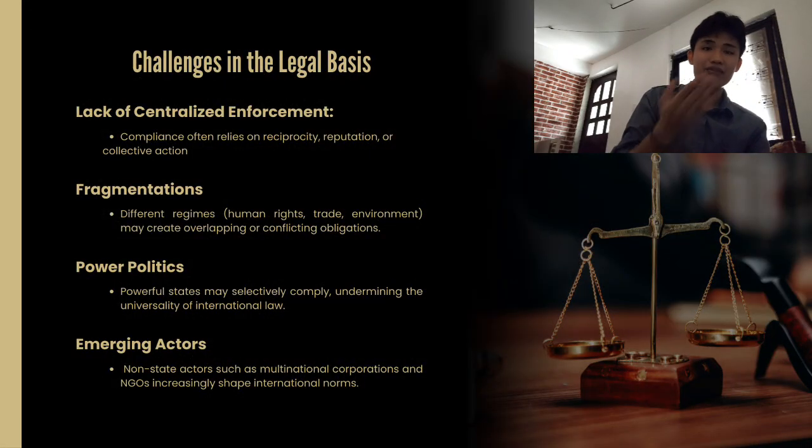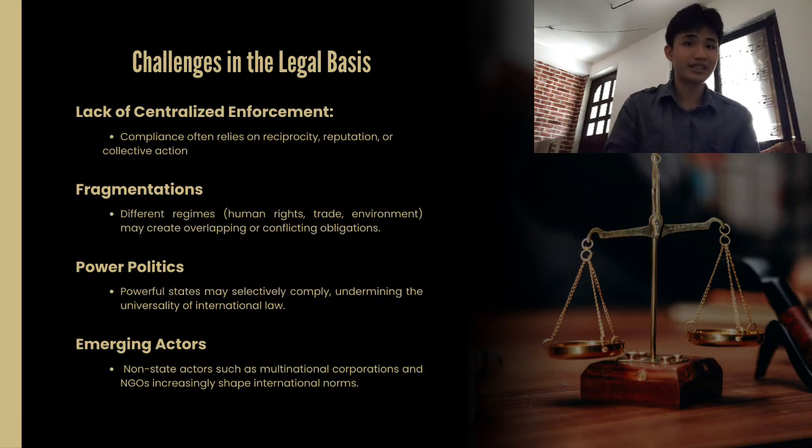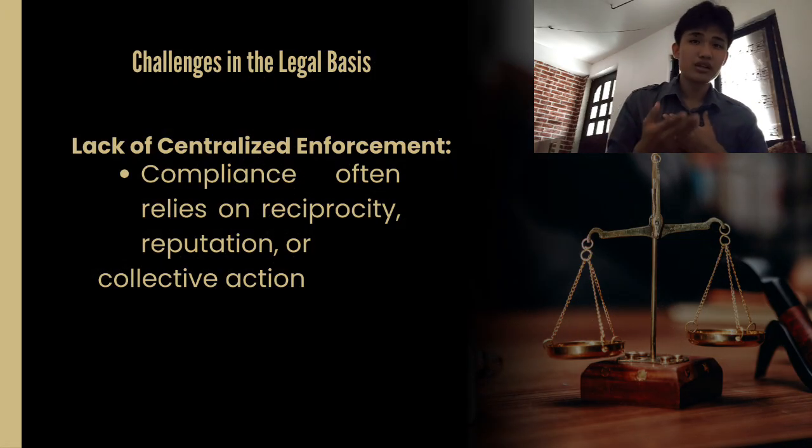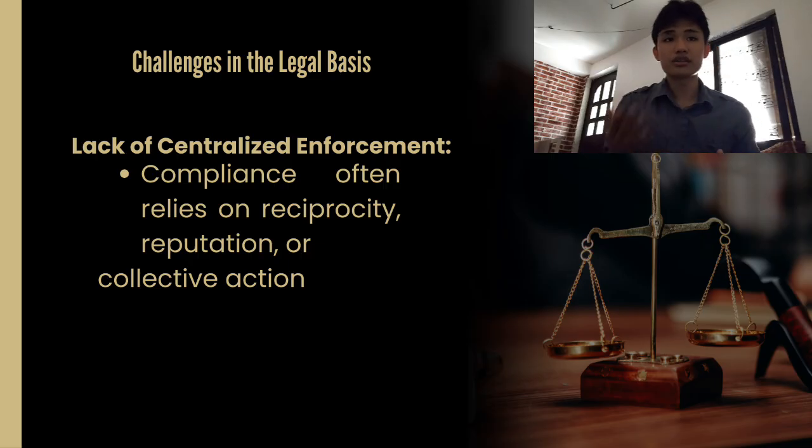Since most part of the legal basis of the international law has already been discussed, let's move on to the challenges faced by the international law and legal basis. Despite having a strong framework, not everything is perfect and may encounter some challenges. In our case, challenges such as lack of centralized enforcement. Countries usually obey because they don't want to get a bad reputation, want other countries to cooperate with them, or rely on collective pressure. Example is, if one country breaks a trade rule, it doesn't automatically get punished. It depends on how other countries respond to it.